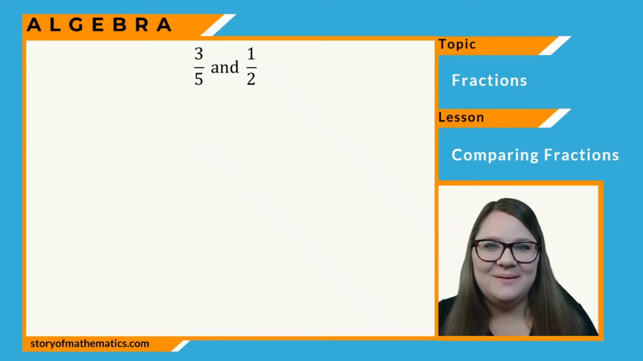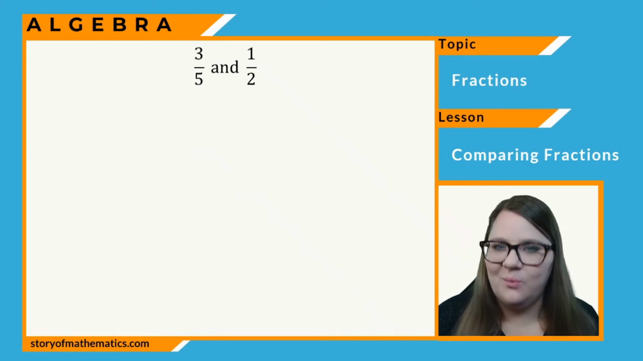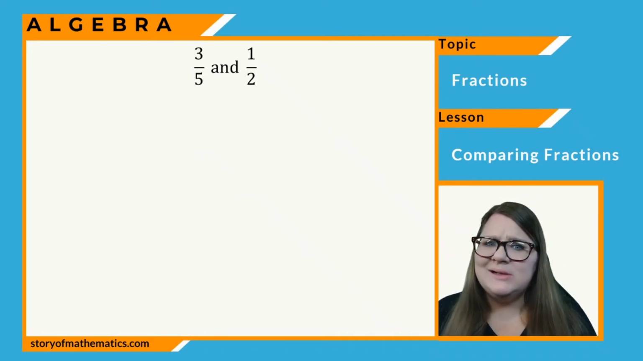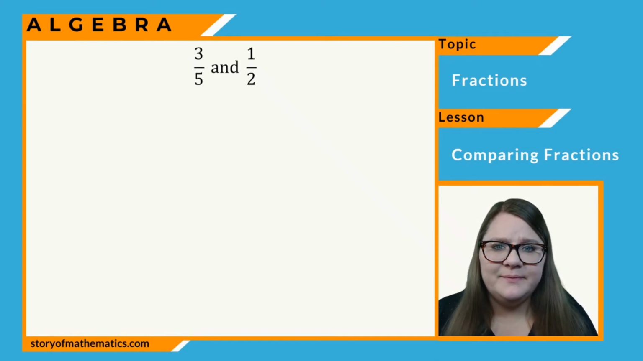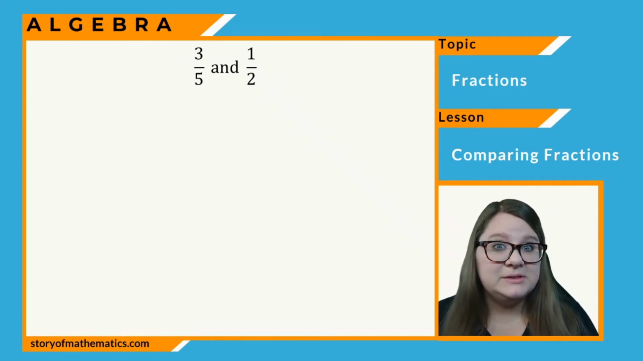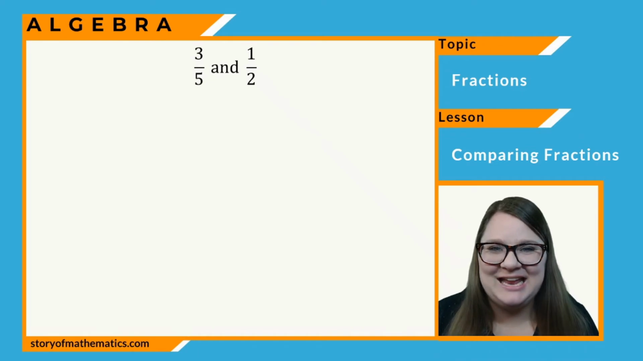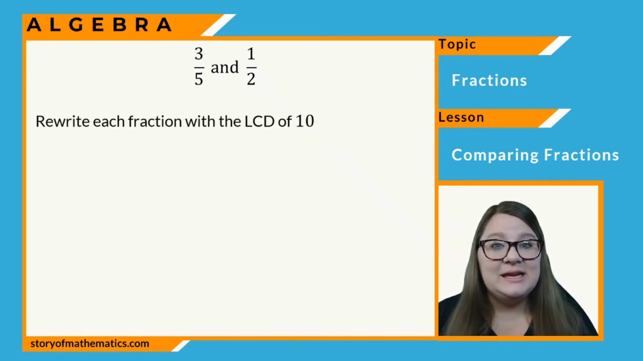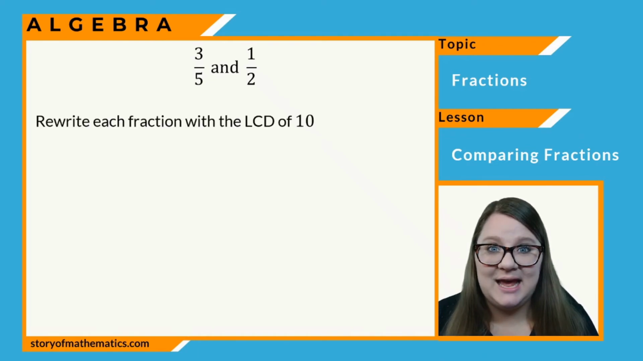Let's try one more. How about 3/5 and 1/2? Well, what's the least common denominator here? Well, the smallest number that is a multiple of both 5 and 2 is 10. So I need to write each number with an LCD of 10.